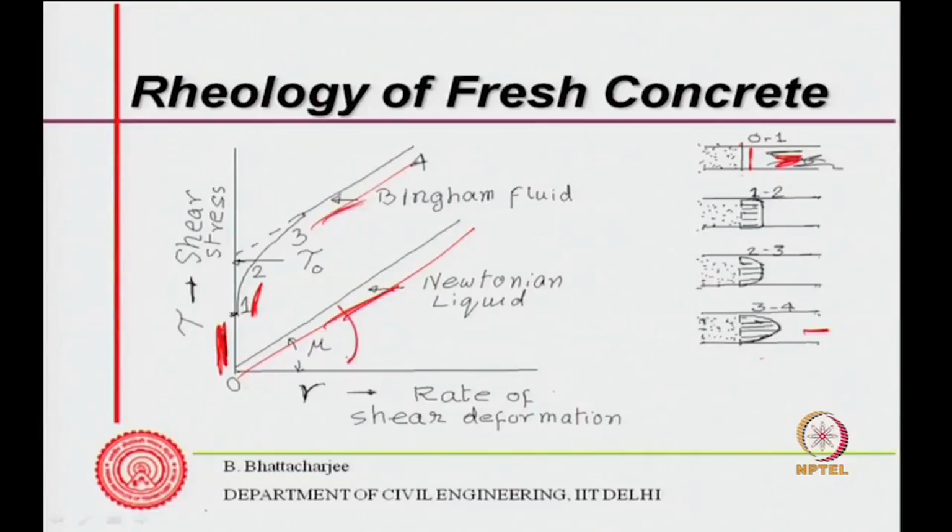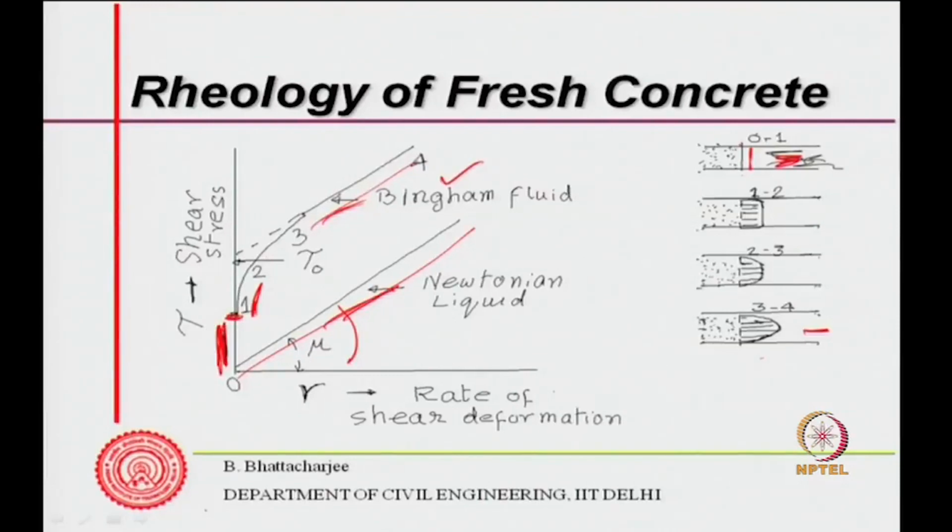This is mu, rate of strain, shear deformation and shear stress. Bingham's fluid shows no movement, no mobility, up to a certain stress. From 1 to 2 it shows this kind of mobility, 2 to 3 it is like this, and 3 to 4 again it behaves like a liquid. Shear stress versus rate of shear strain is shown, and concrete or cement paste in its plastic state can be modeled similarly to this.